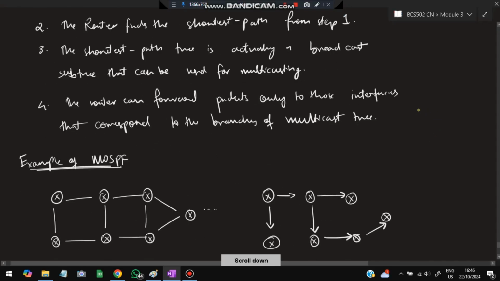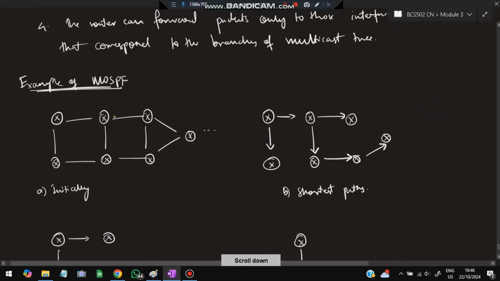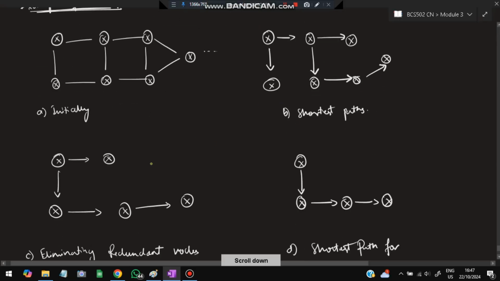So if we see the example here, this is the graph, or the tree, which is given to us, and initially it will be like this. Everything is connected with each other. Then what we do is find the shortest path from all the nodes. From this node, the shortest path to here is this, to here it is this, from here it is this, and from here it is this. After that we need to find the shortest path from source to destination. For that we remove the redundant ones. This is the redundant one, right? Because it's not leading anywhere, so I'll remove that.